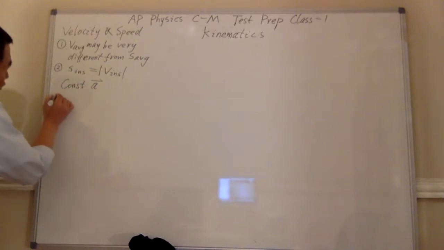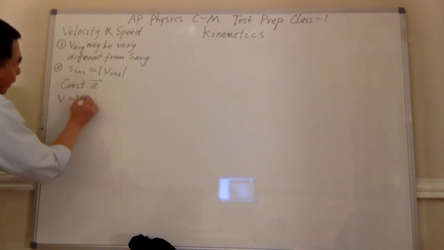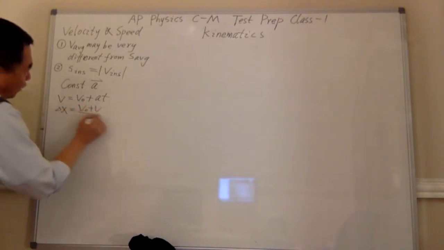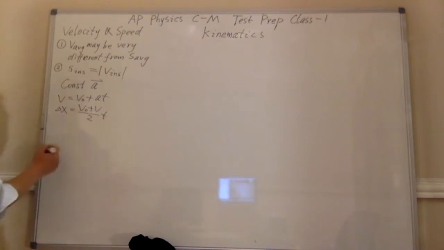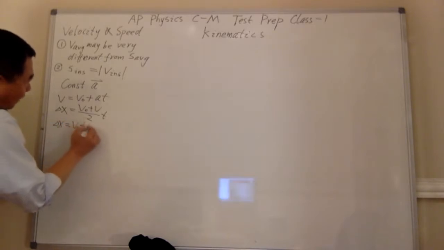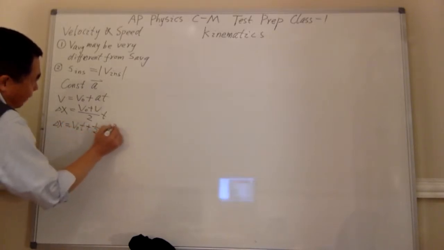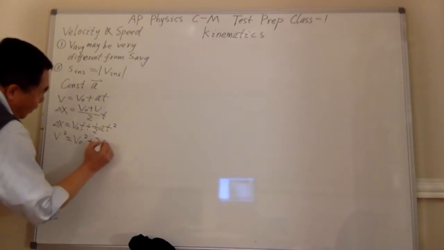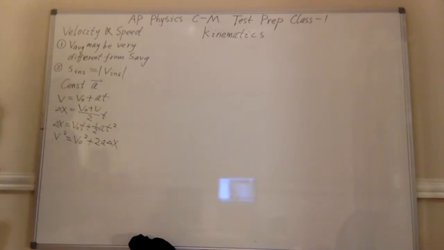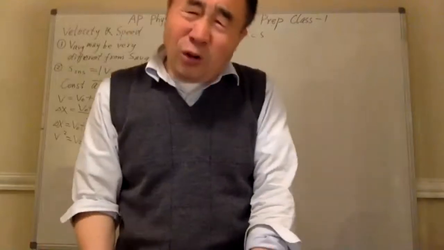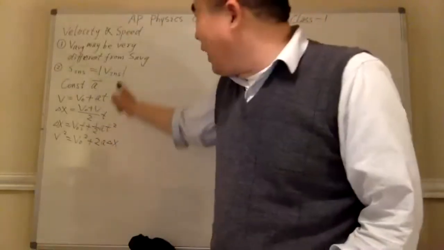Each time we need to know four formulas. One is v equals v naught plus at. Another formula, which is not in the College Board formula sheet, is delta x equals (v naught plus v) divided by 2 times t. This is sometimes very useful. The next formula, delta x is v naught t plus a half a t squared. Then we have v squared equals v naught squared plus 2a delta x. We used this formula in AP Physics 1, but it is also heavily tested in AP Physics C. So you have to know that.